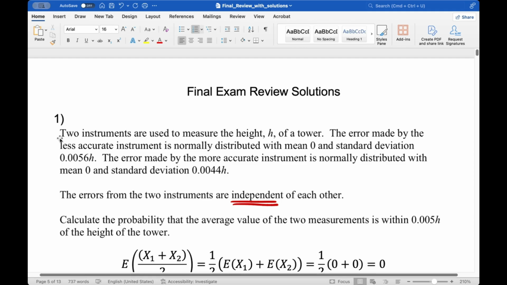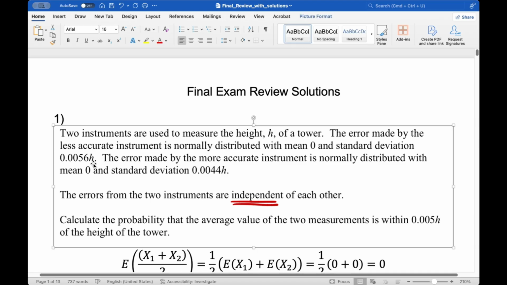All right, number one. Two instruments are used to measure the height h of a tower. The error made by the less accurate instrument is normally distributed with a mean of 0, standard deviation 0.0056 times h. And the error made by the more accurate instrument is normally distributed with a mean of 0, standard deviation 0.0044 times h, and the errors from the two instruments are independent of each other.